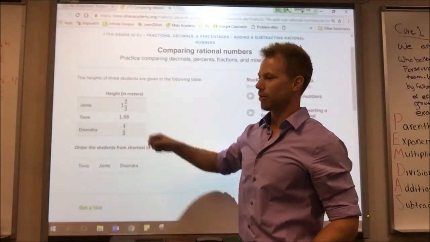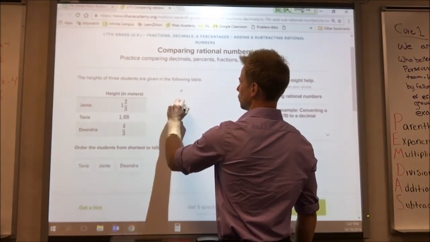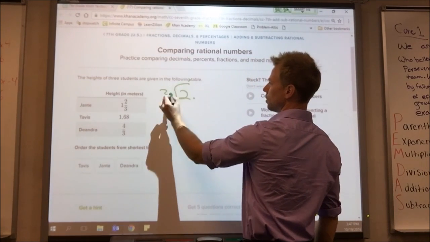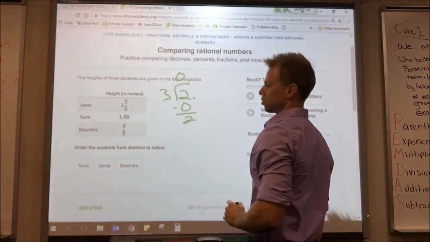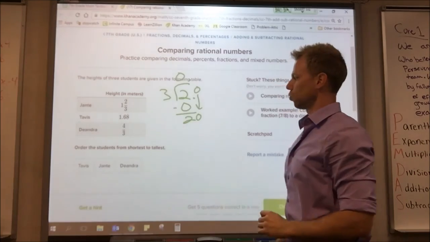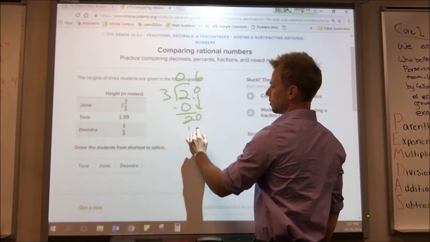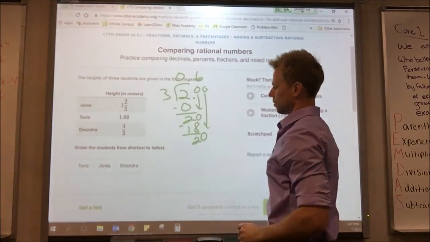To change that fraction into a decimal, we do long division. So we'll do 2 divided by 3. 3 goes into 2 0 times. 0 times 3 is 0. Subtract, you get 2. Bring down a 0, you get 20. 3 goes into 20 6 times. 6 times 3 is 18. Subtract, we get 2. We're going to bring down a 0.